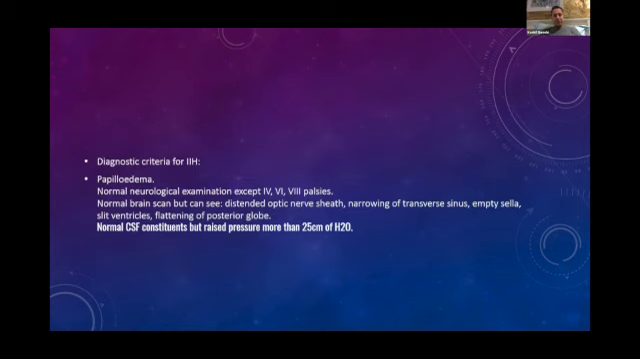So the diagnostic criteria for idiopathic intracranial hypertension, which the majority of these patients have, is they need to have papilledema, a normal neurological examination, except perhaps for 4th, 6th, or 8th nerve palsies, a normal brain scan, but you can sometimes see a distended optic nerve sheath, a narrowing of the transverse sinuses, empty sella, slit-like ventricles, or a flattening of the posterior globe, and the CSF pressure is raised, more than 25 centimeters of water. I know that's not relevant specifically for the optometrist, but out of interest, I thought I'd include that. That's more for us when they come into the hospital.